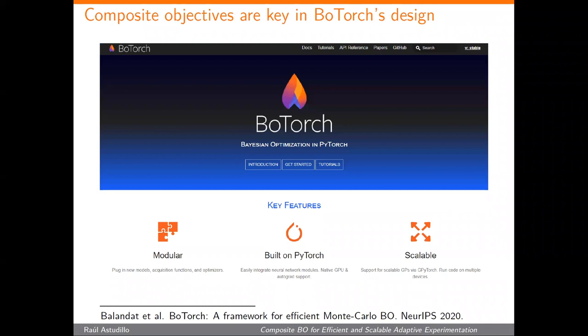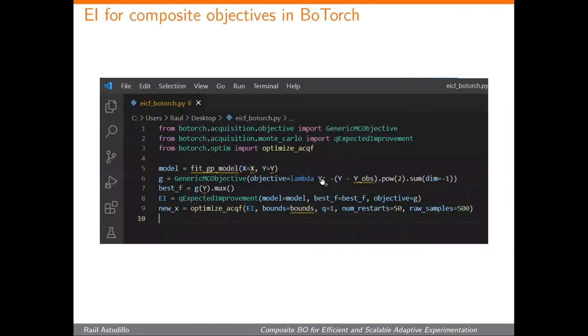Composite functions are also key in the design of BoTorch. Probably many of you are familiar with this Python package that was released by Facebook. Composite Bayesian optimization can be trivially implemented in BoTorch. Something like the approach that I was describing in the previous slide, which is the expected improvement, can be implemented in BoTorch in less than 10 lines of code. So if you have a problem that has a composite structure, I encourage you to try BoTorch and leverage this structure to hopefully do more efficient adaptive experimentation.